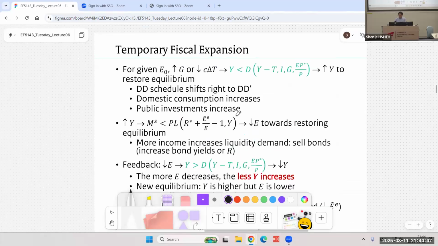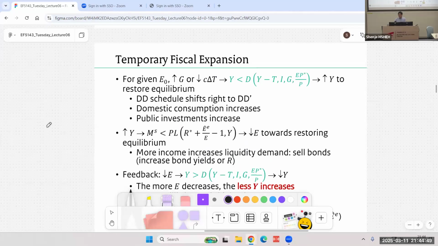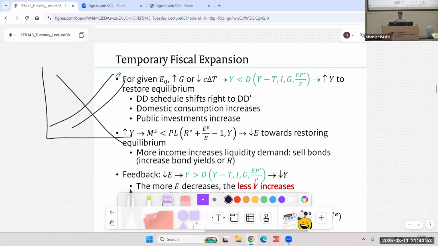Temporary fiscal expansion. We talked about this. This one is just, you know, shift the DD curve, right? Instead of the AE curve, DD moves to the right because we changed G or changed C, right? CT. And the way to think about this again is to hold E constant, realize that every Y has to increase because the aggregate demand changed, and therefore output has to eventually meet demand.